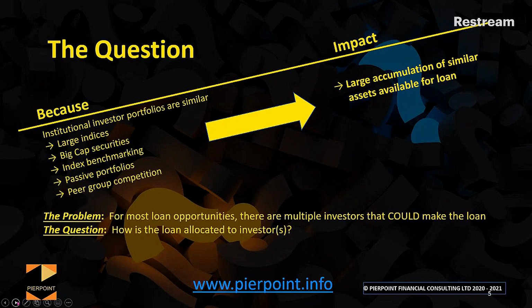So the challenge here is, how does a lender that's acting as an intermediary on behalf of multiple underlying clients treat those clients appropriately so that they generate sufficient revenue to be part of the program? As it says at the bottom, the problem is that for most loan opportunities, there are multiple investors that can make the loan. So the question is, how is a loan allocated to an investor?